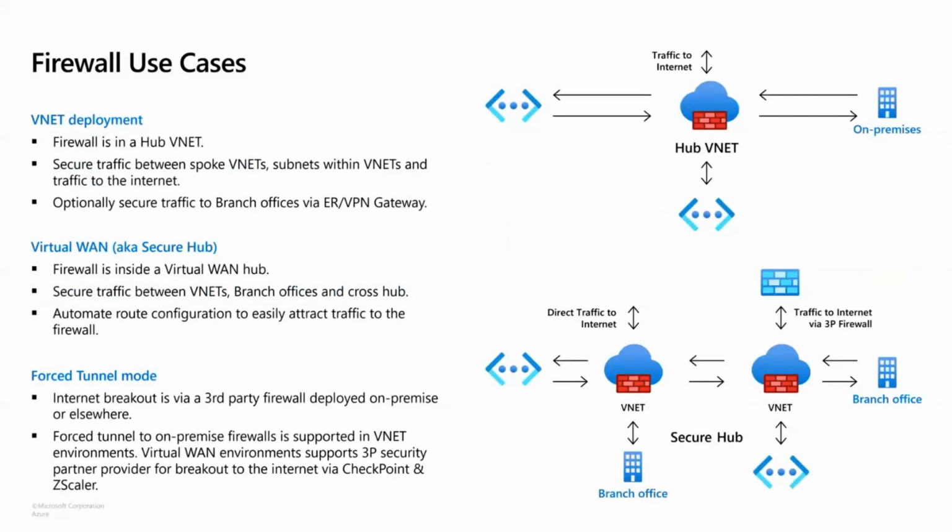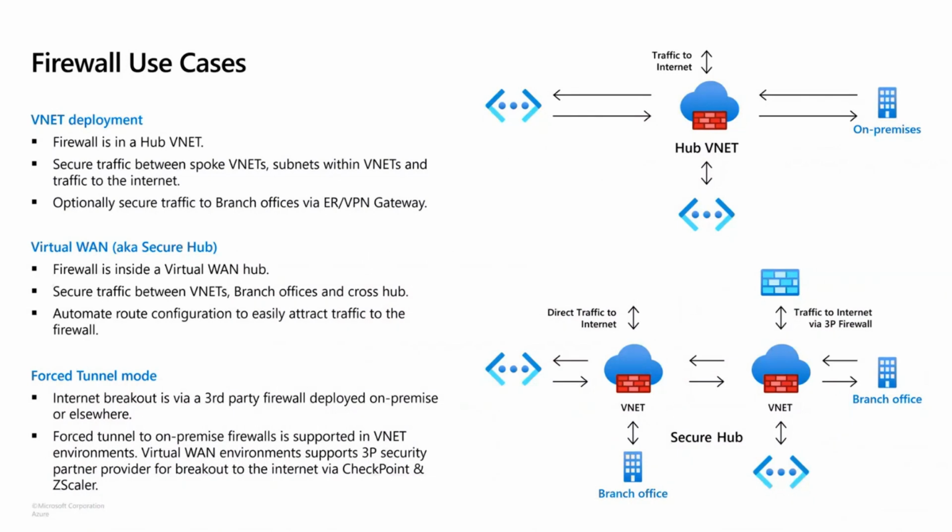There you go. So firewall use cases, how do you deploy this firewall? The firewall lives in a virtual network, so it is for protecting your IaaS workloads. It is typically deployed in a hub network where you have multiple VNets connected to it.